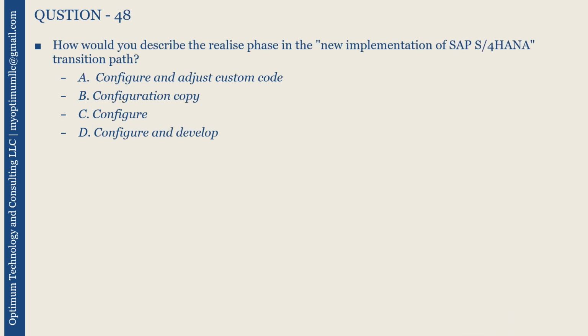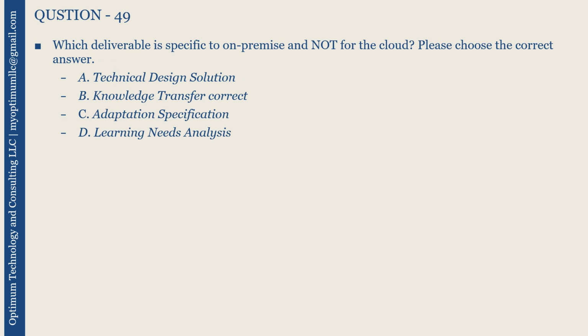Question 48. How would you describe the realize phase in the new implementation of SAP S/4HANA transition path? A. Configure and adjust custom code. B. Configuration copy. C. Configure. D. Configure and develop.